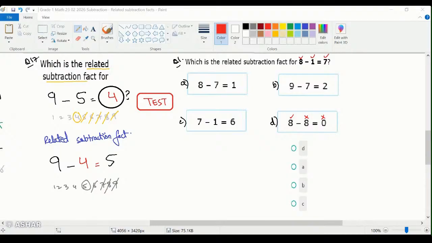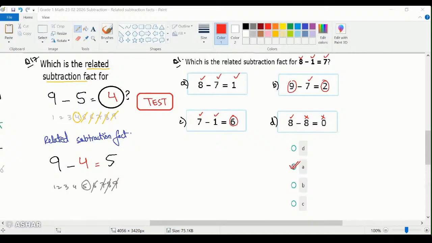We have the 7, we have the 1, but we do not have the 8. We have the 7, but 9 and 2 were not required. But in the first option, it was written as 8 minus 1. We have the 8, 7, and 1. So we select option number A. Option A is the answer.